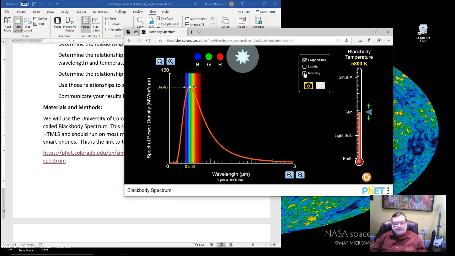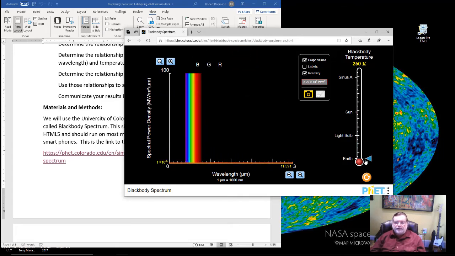The intensity, which I'll turn off and back on here, calculates the area under the curve at that point and tells you the total intensity, which is the power per area. So if you were interested in finding the power radiated by something, you would just have to multiply the intensity by the area, and that would give you the power.